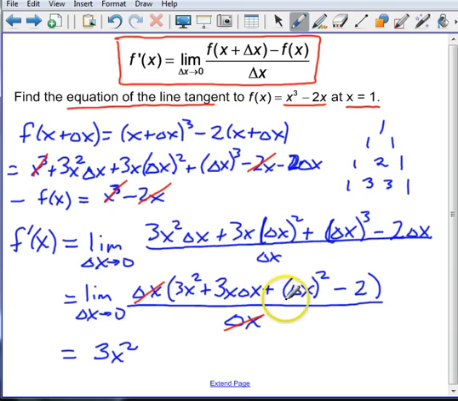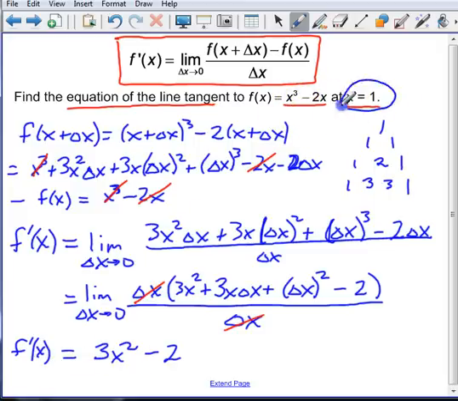That term goes to 0. That term goes to 0. Minus 2. That is called our derivative. What does that give us? That gives us the slope of this function at any value of x.